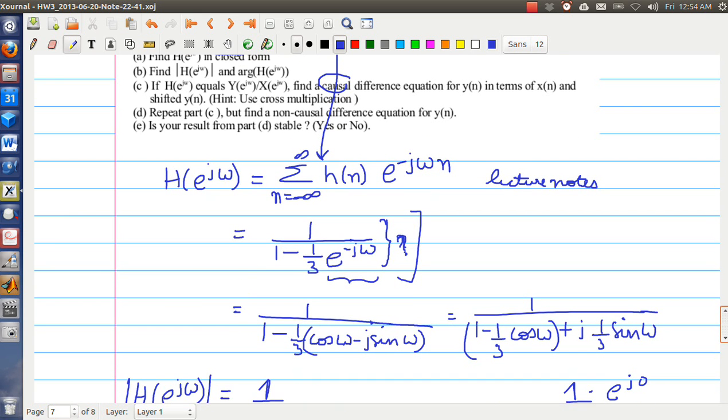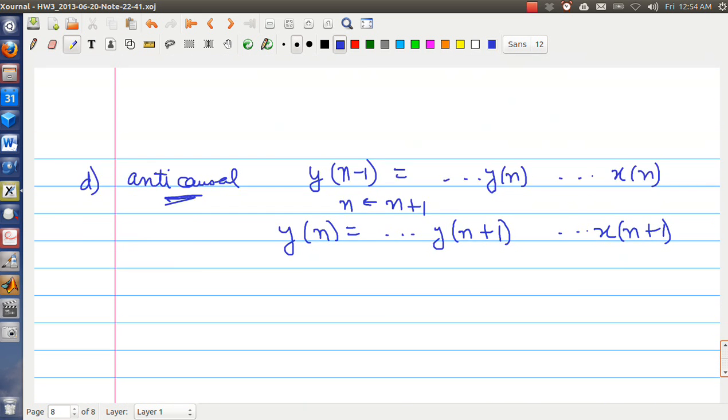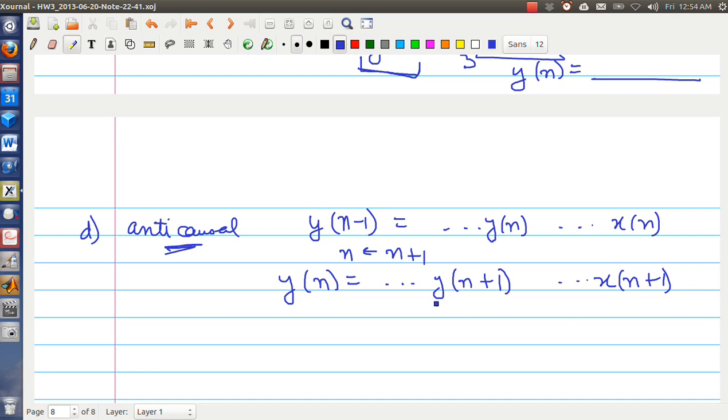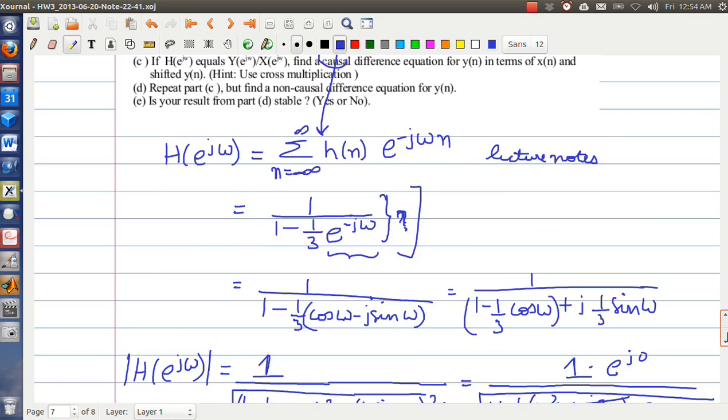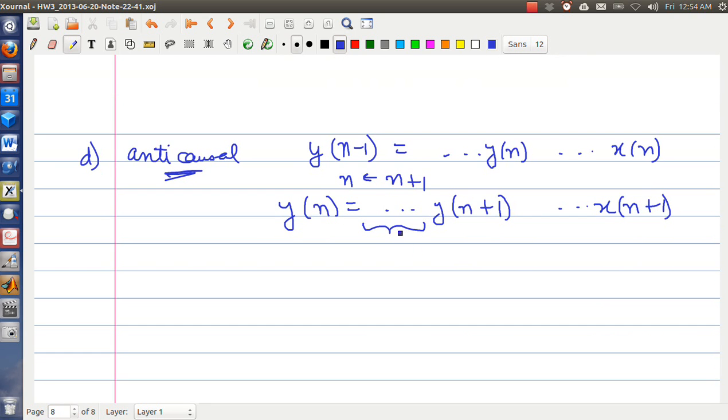And the question is, is the result from part D stable? Maybe by looking at the coefficients you may be able to make a guess, or, well, think about it. When you get the answer and then make an observation, what do you think? Is it blowing up? Does it look like it'll become infinite or something? That's how you would do E.